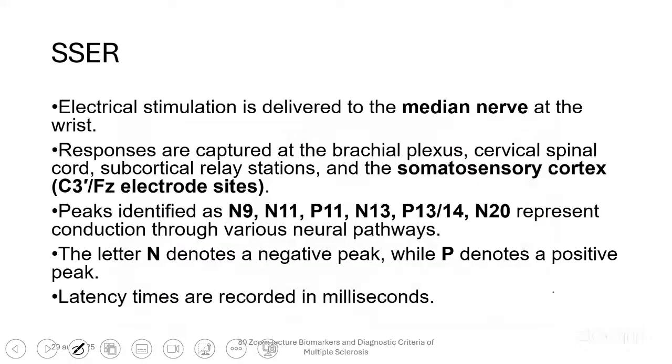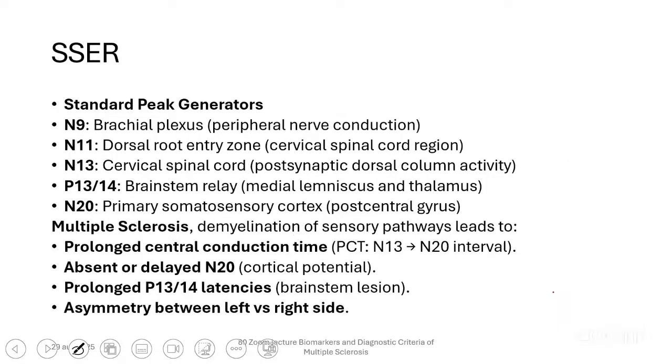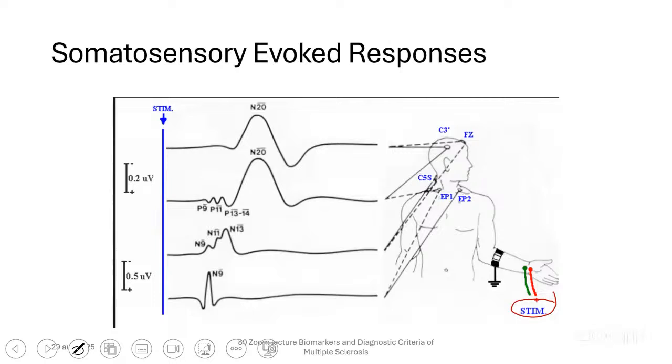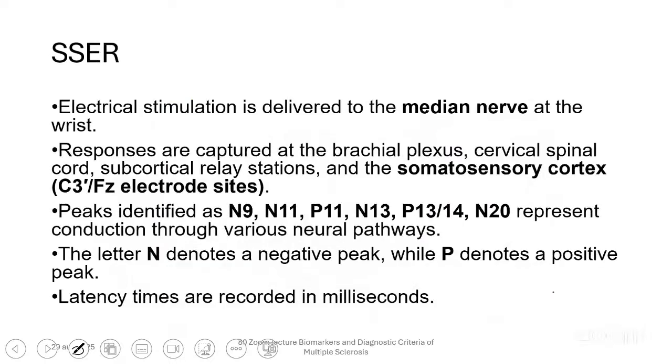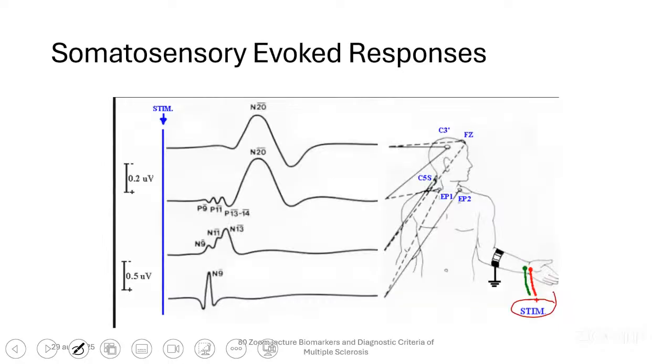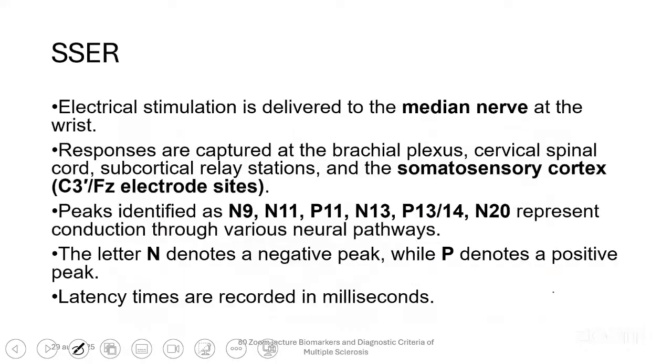The electrical stimulation is delivered to the median nerve at the wrist. The responses are captured at the brachial plexus, cervical spinal cord, subcortical relay stations, and the somatosensory cortex. That is the C3 and FZ electrodes which we have shown you. This is the somatosensory cortex. The peaks identified are N9, N11. You can see P11, P13 and 14, same there, and N20.